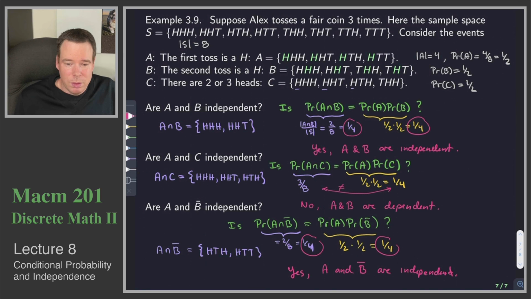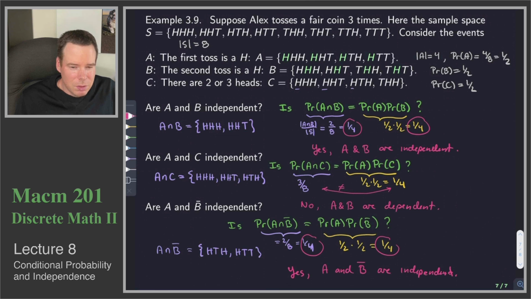And so we can think about why they should be independent. So A and B: if A is the first toss is a head and B is the second toss is a head, are they independent of each other? Yeah, really the value of the second toss has nothing to do with what the value of the first toss is. So they should be independent. How about A and C? Well, A is the first toss is a head. C was there are 2 or 3 heads.